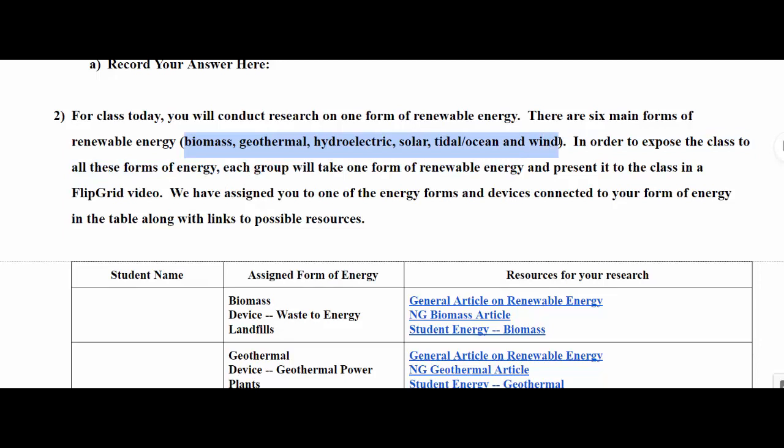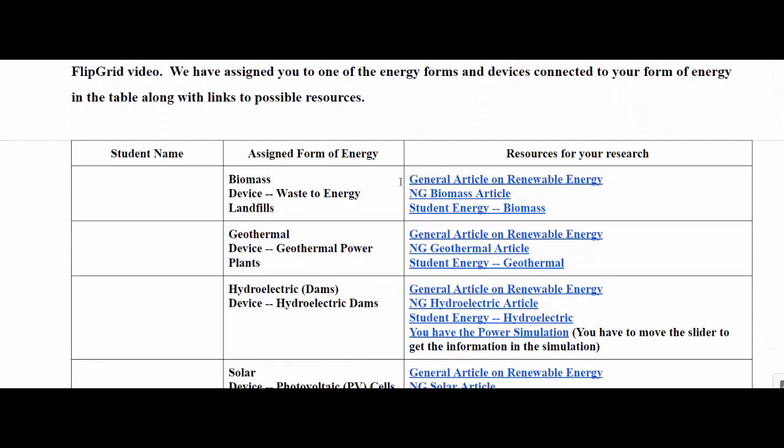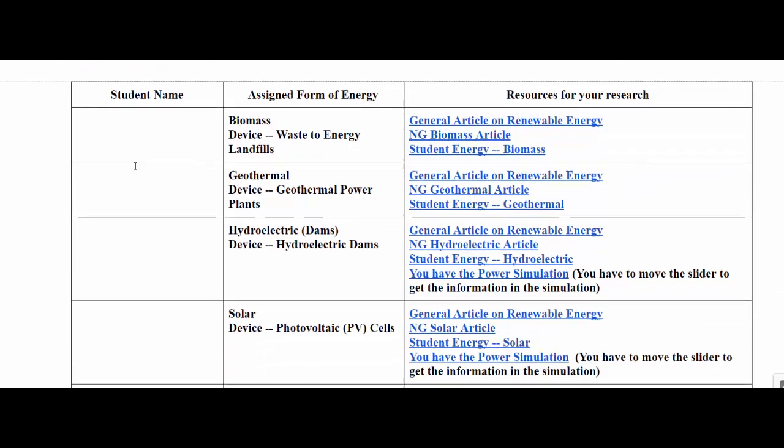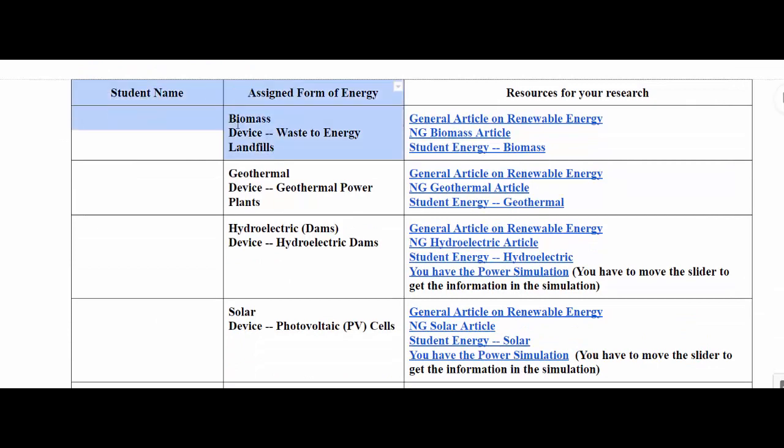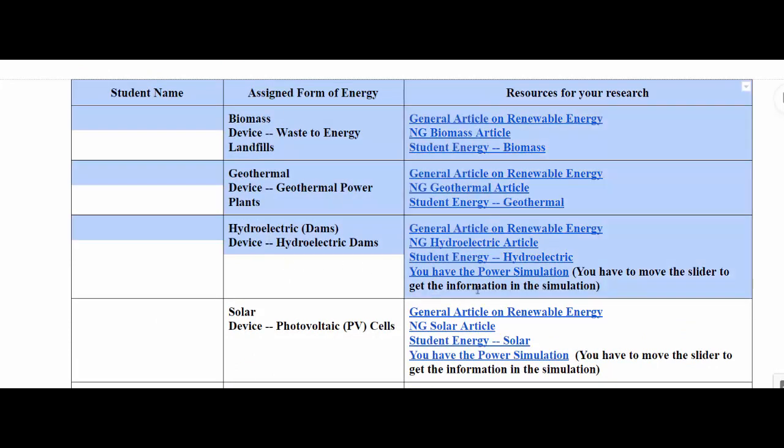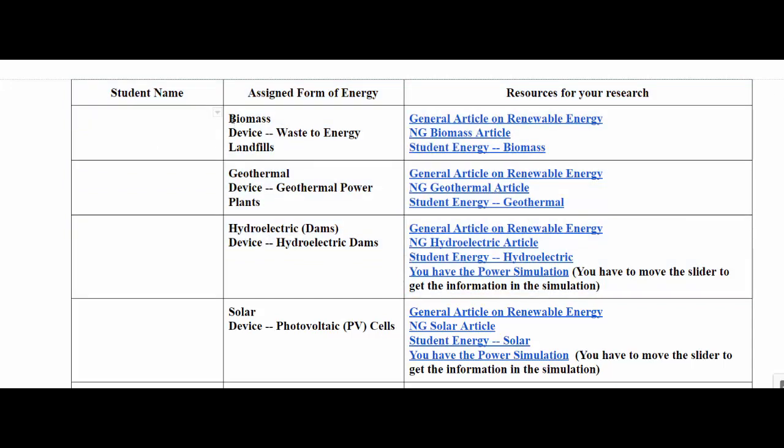You have biomass, geothermal, hydroelectric, solar, tidal, and ocean energy are the same. They have interchangeable names. And then the last one is wind. So if you guys look at the chart just below this, you'll see there aren't any student names, but on your form, you will be assigned one of these forms of energy in the table I've highlighted here. In the second box, it tells you your form of energy.